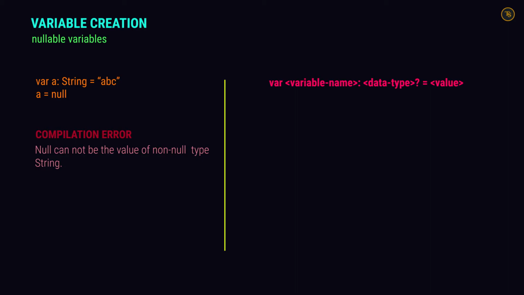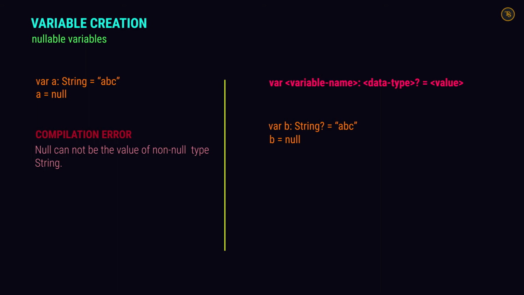For example, look at this code. Here you notice we have used the var keyword, then a colon, then the data type of the variable, which is string, and just after the data type we have used a question mark. After that we have assigned the value abc to this variable. Now if you try to assign null to this variable and run the program, it will successfully compile.